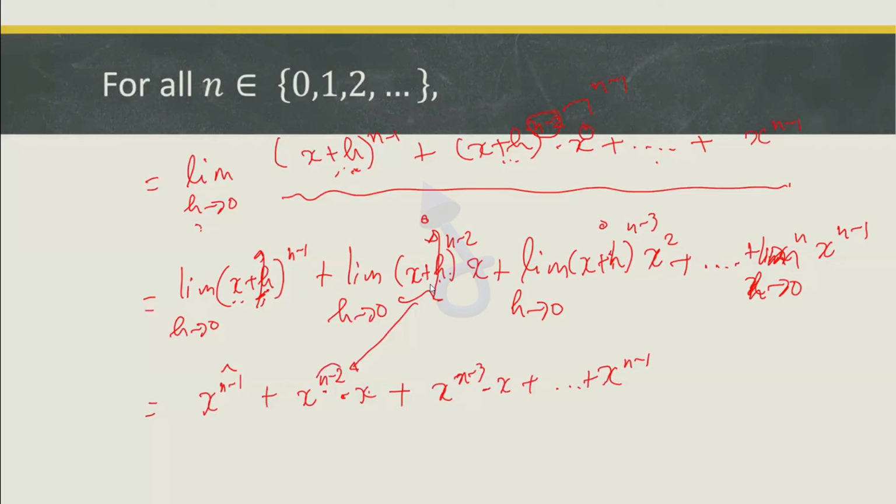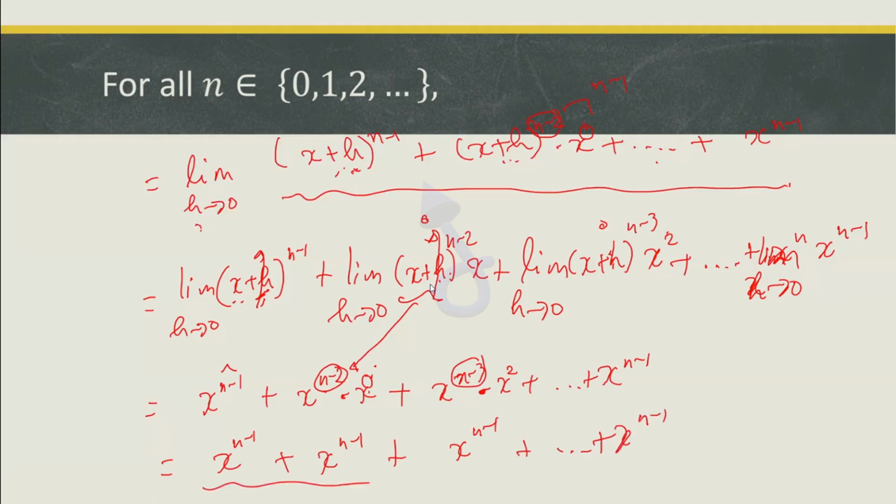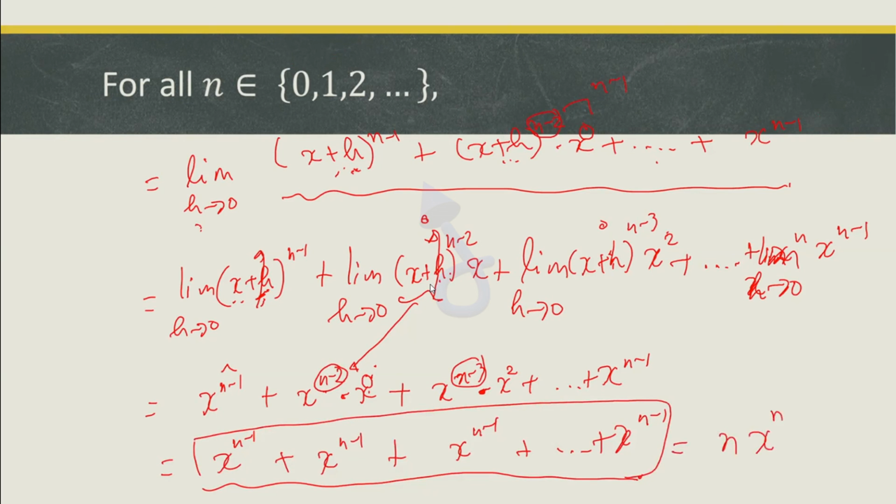Nakita natin yan kanina. N minus 2 plus 1, n minus 1. N minus 3 plus 2 pala to, squared. N minus 3 plus 2, n minus 1 pa rin. That's n minus 1. So pareho, puro n minus 1. X to the n minus 1 plus x to the n minus 1. Tapos ilang terms lahat? Alam natin kanina na n terms to, di ba? Discuss na natin na mayroong n terms na ganyan. So, magiging n x to the n minus 1. Yun yung proof natin.